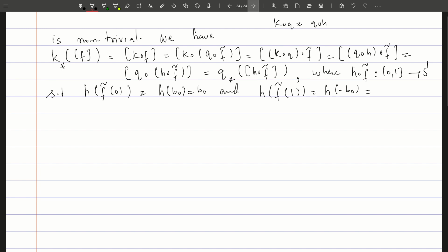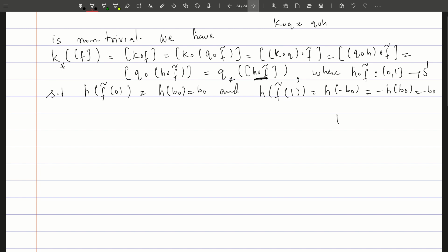Now H being antipodal preserving, this is minus times H of b naught, which is minus b naught. So this element over here is a path starting at b naught and ending at minus b naught. Now this q star corresponds to the multiplication map by 2.